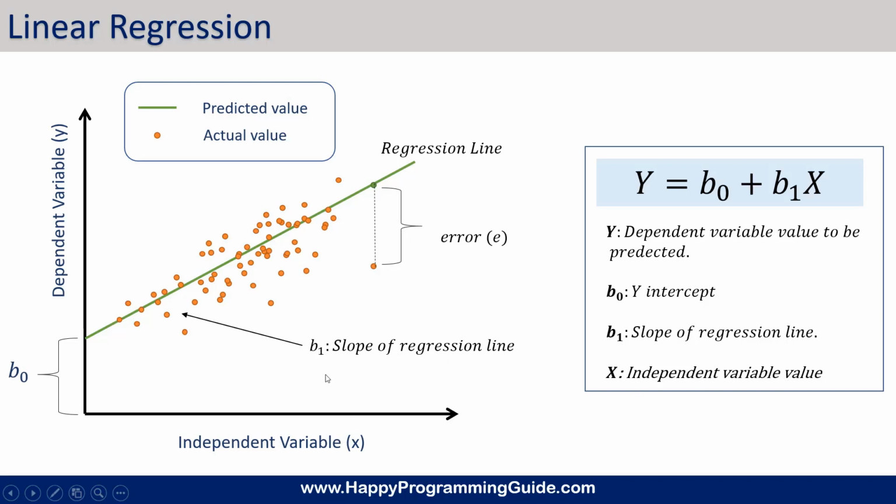Here you can see the green line, or the regression line, is the predicted value. The orange dot is the actual output. You can see that between the predicted value and the actual value there is a huge gap. This is nothing but the error in our prediction. This is linear regression.